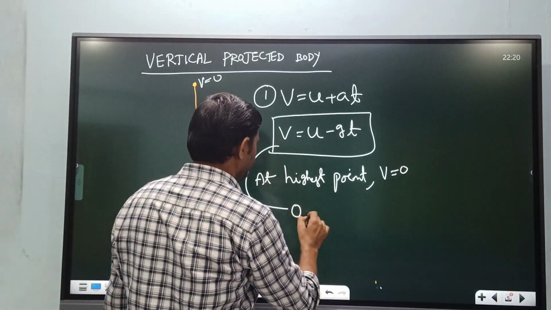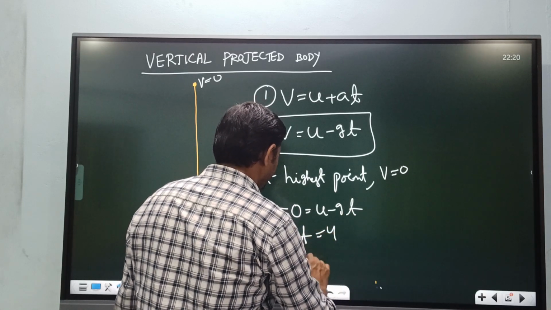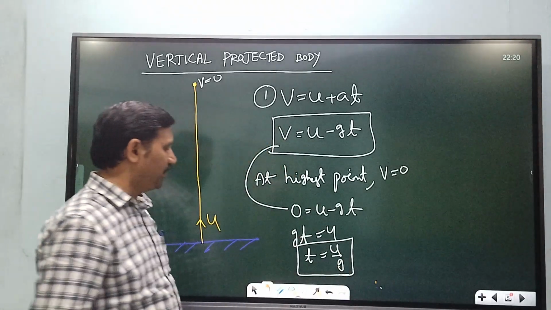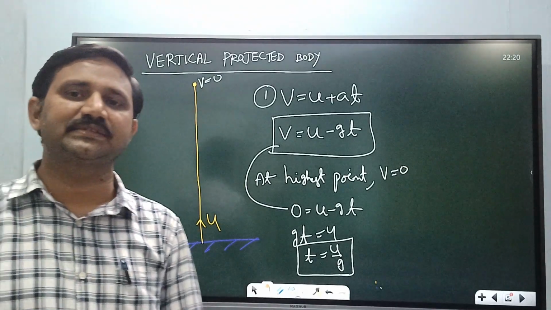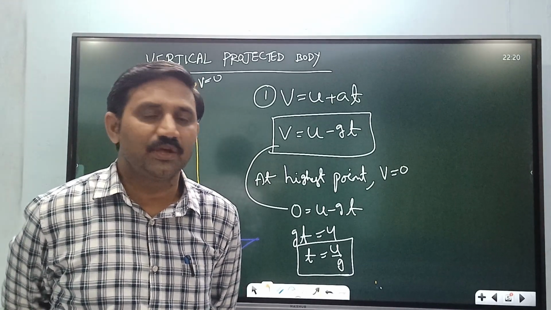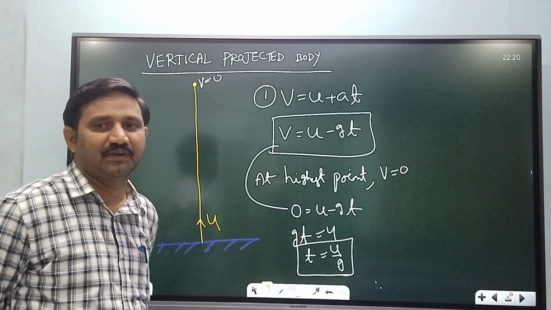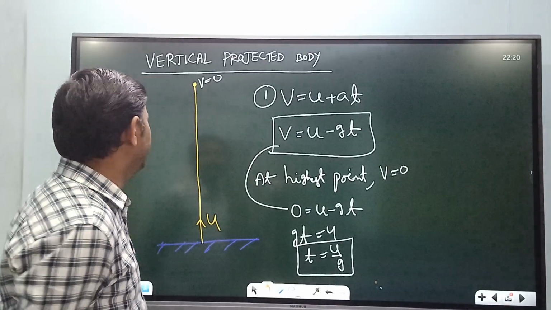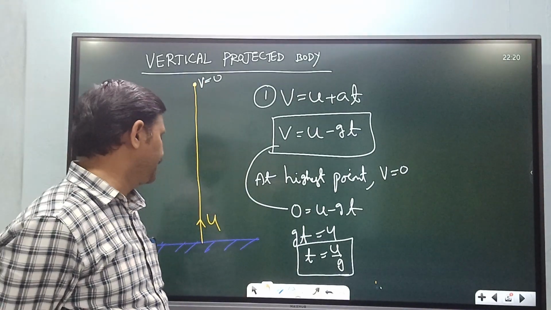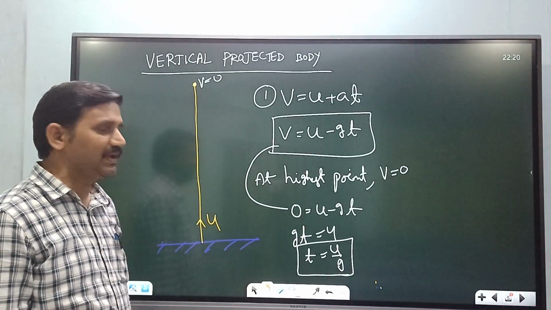So 0 is equal to u minus gt. So gt is equal to u, t is equal to u by g. This is the time taken by the body to reach the maximum height. That is called the time of ascent of the body. What is the time of ascent? The time of ascent is u by g. If a body is projected with velocity u, then the time of ascent is u by g. And here this is the highest point. At the highest point, the velocity of the body is 0. The time taken by the body to reach the highest point is called the time of ascent.